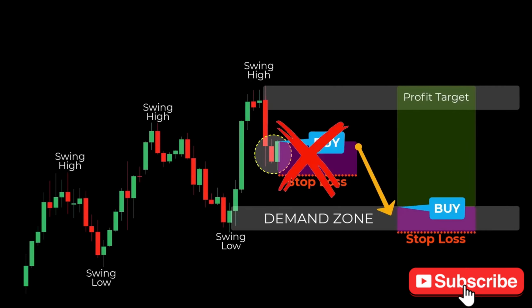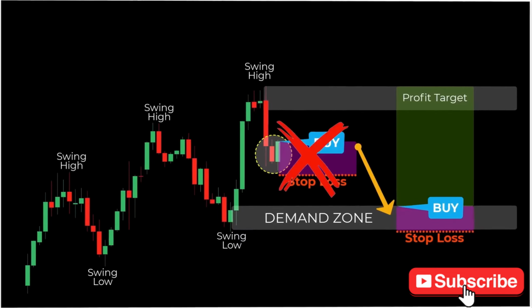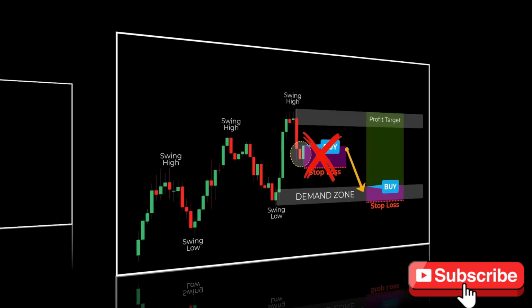So remember, smart money doesn't chase price. It hunts for liquidity, waits for stop losses to be swept, and only then enters the market. That's how they stay ahead. And it's how we should trade too.